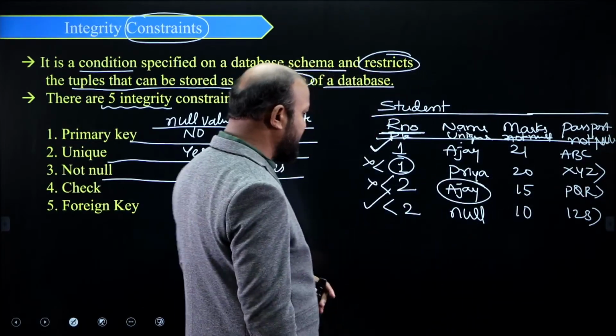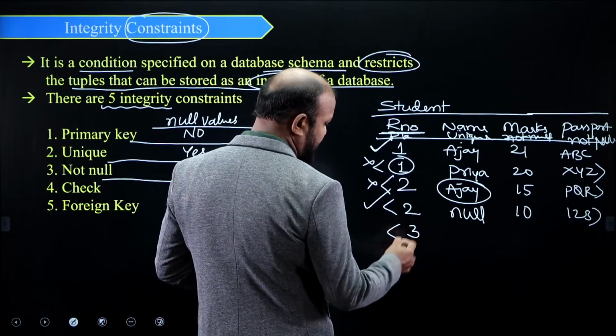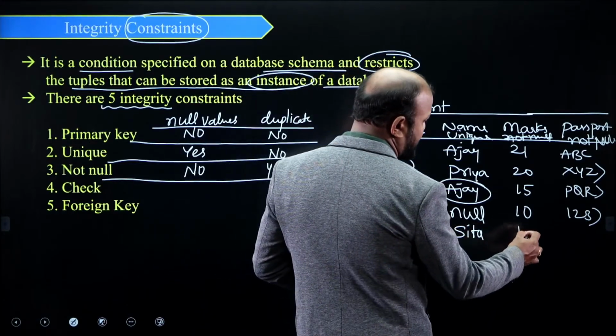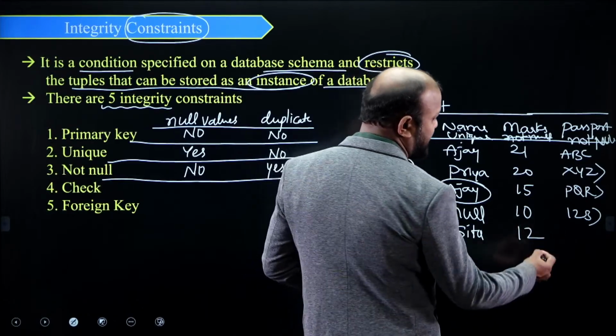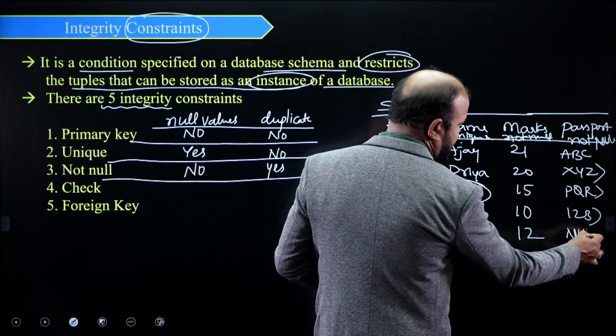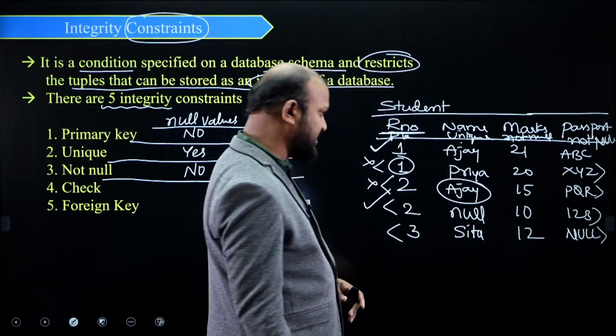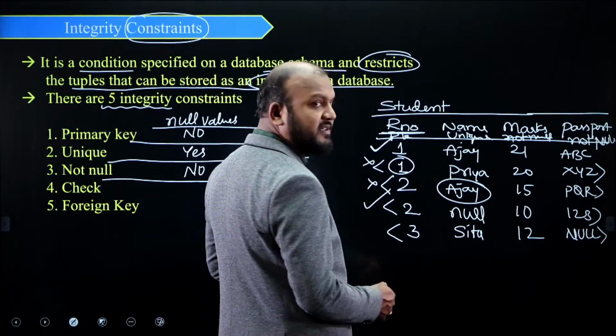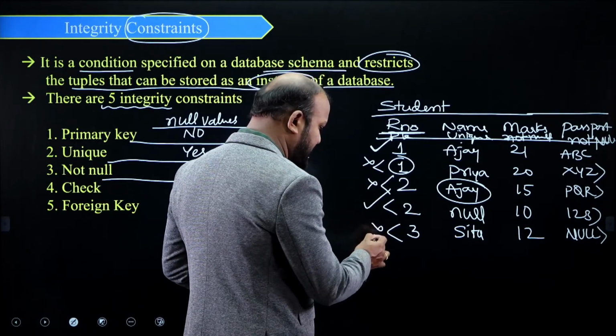If passport is NOT NULL, and I am trying to insert a student with roll number 3, name Sita, marks 12, and the passport is not null but I am trying to insert a null value. I have just inserted NULL, N-U-L-L. So is this going to be inserted? No, this is going to be rejected.